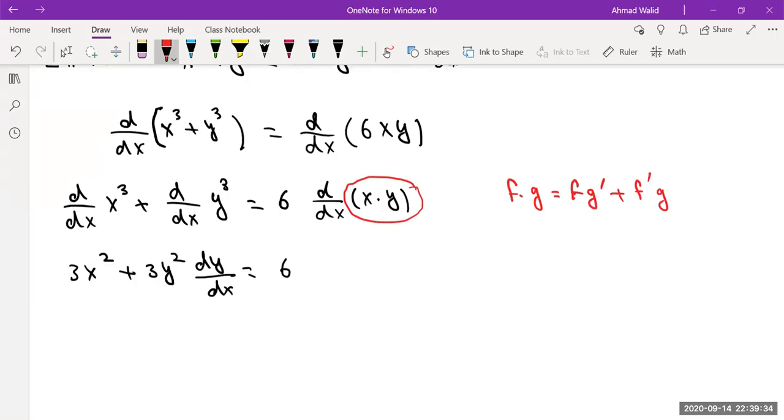It means 6 times f. Your f is here x, and your g is y. f g prime means x times the derivative of y. What is d dx of y? d dx of y gives you 1 dy dx, right? It means x dy dx plus f prime g, the derivative of x becomes 1, times g, which means y.